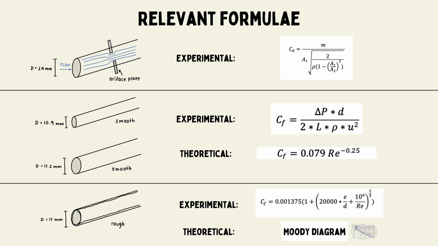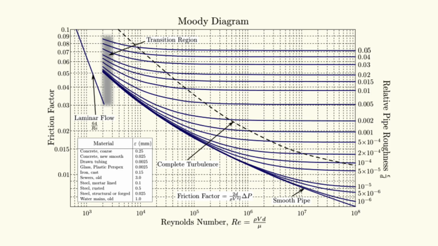These are the relevant formulae to our experiment. We will only be using the experimental versions shortly. Feel free to use the theoretical version of the friction factor for a smooth pipe or to read that little Moody diagram down there for the rough pipe.